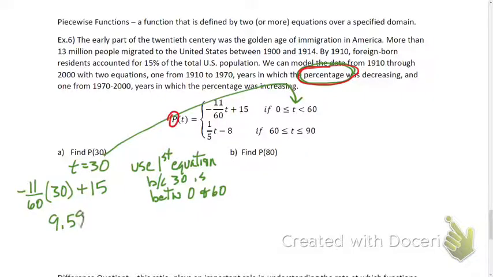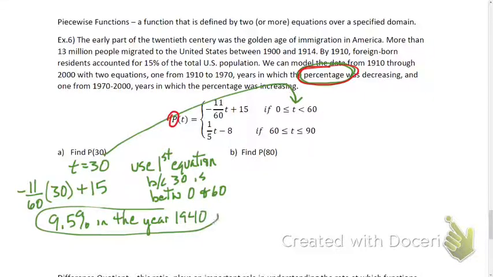So 9.5% in the year 1940. Why 1940? Because 30 plus 1910 equals 1940. Look right up here. 1910 is the beginning.